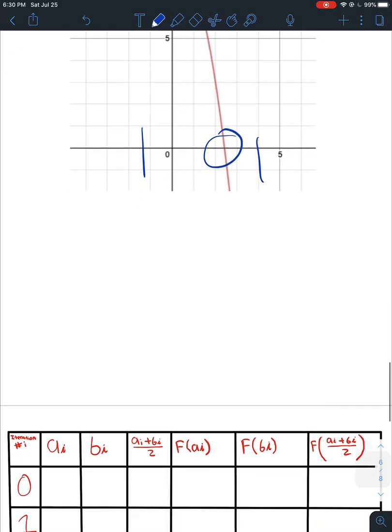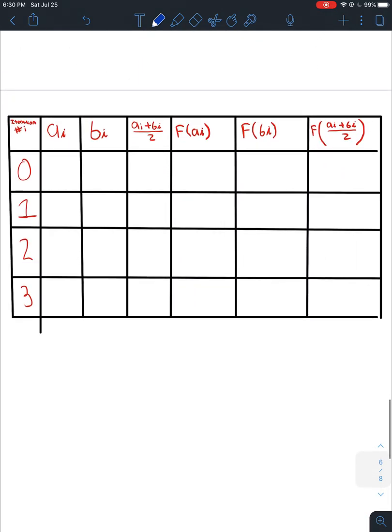Now, how to solve this? First off, you're going to make a table that looks like this. Then you would choose your lower bound and your higher bound. In our case, let's say we take 2 and 3. And if we take the midpoint of that, it would be 2.5.